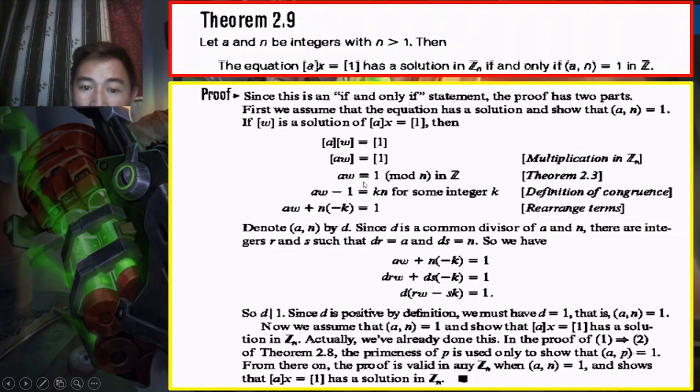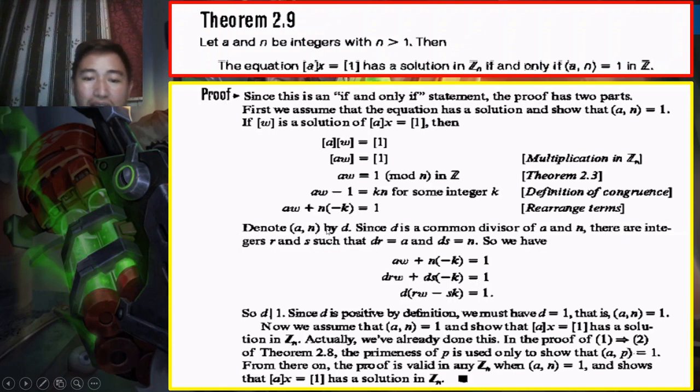So aw minus 1 is equal to nk for some integer k, by the definition of congruence. Then aw plus n times minus k is equal to 1, moving the 1 over. We will use this equation later.